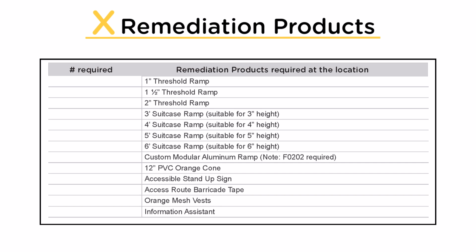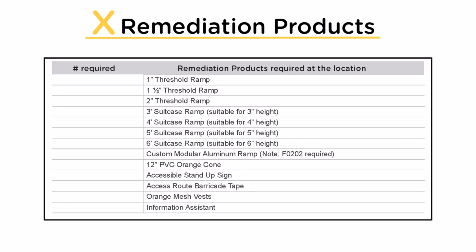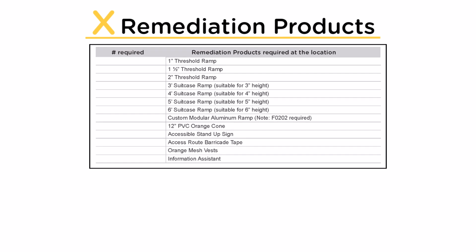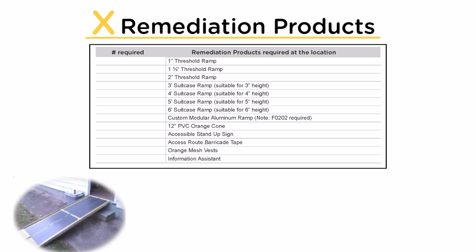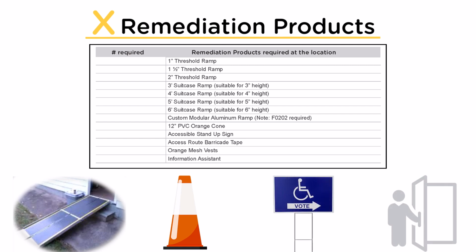Throughout your inspection you may have identified accessibility issues at the location that can be modified on polling day with remediation products. These products include ramps for thresholds, slopes and steps, cones for marking accessible parking spots, additional signage, and information assistance to open doors without a power assist opener.